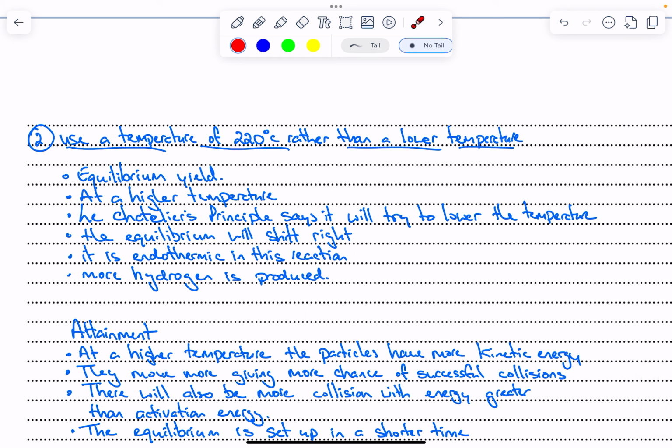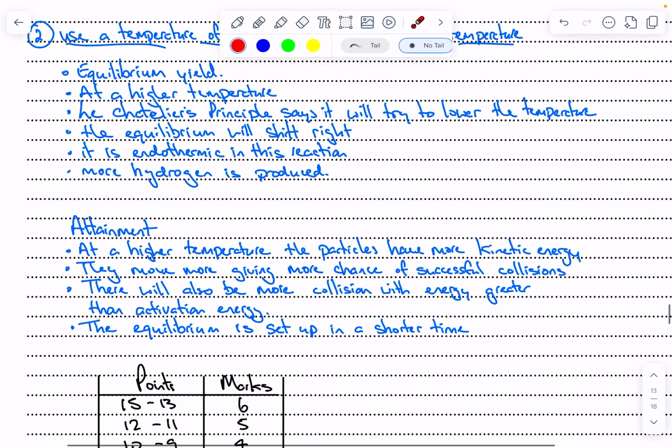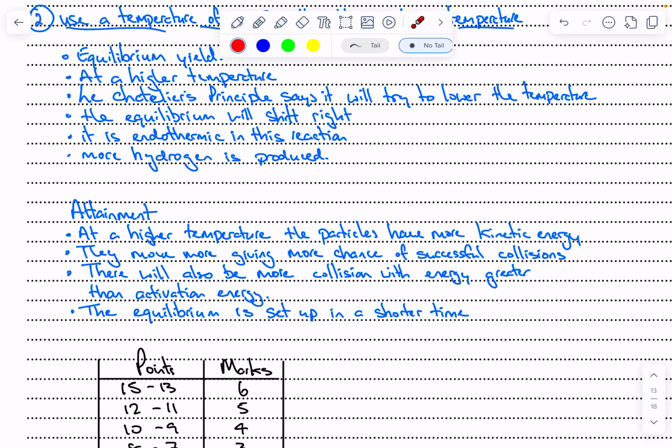Right, the second part of this answer needs to look at attainment. That's setting up the equilibrium. When we have a high temperature, the particles move more, they've got more kinetic energy. If they move more, there's more chance of successful collisions. And more of these collisions will have energy greater than the activation energy. That means that the equilibrium is set up in a shorter time, so it's set up more quickly.